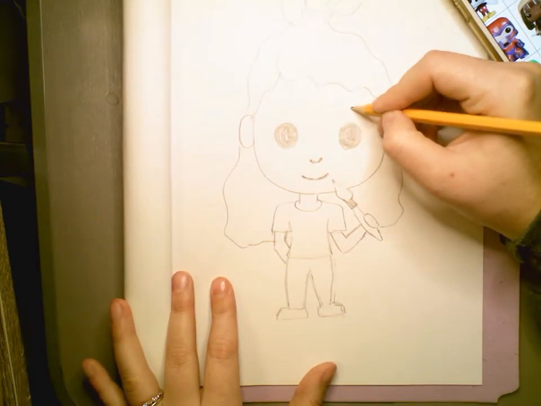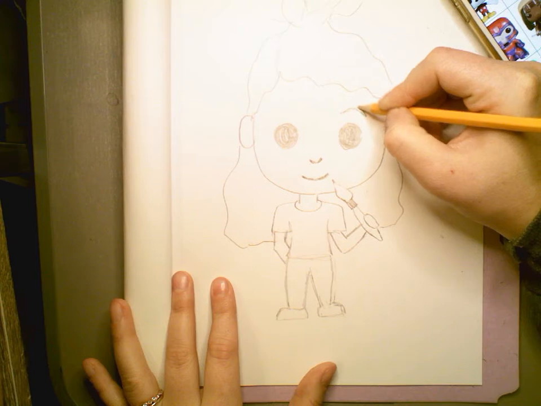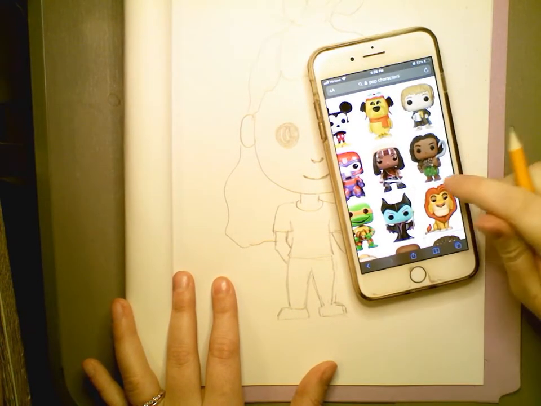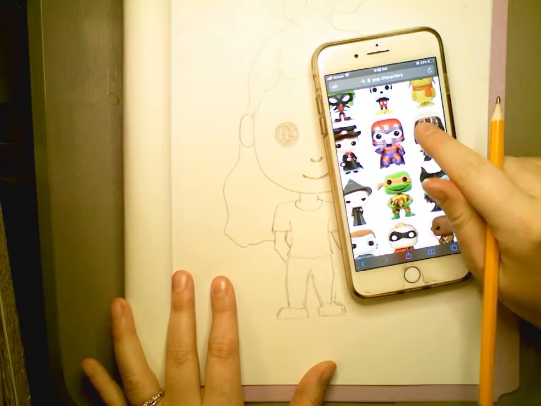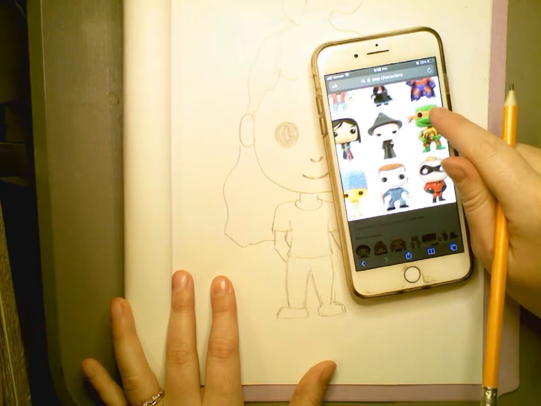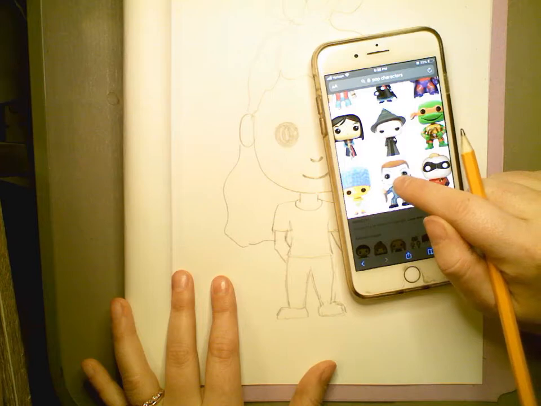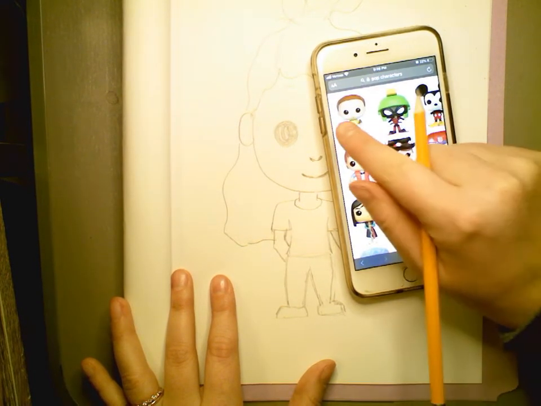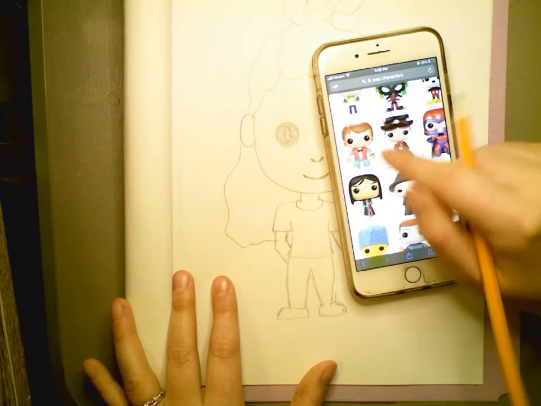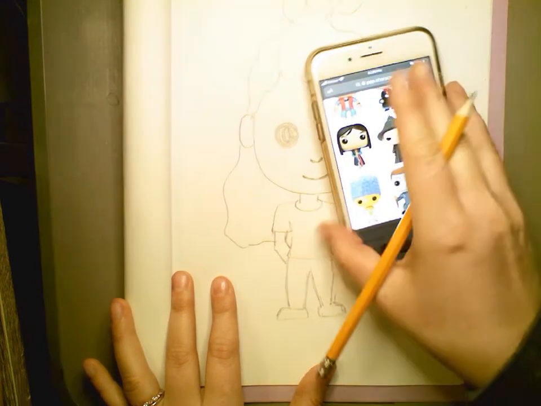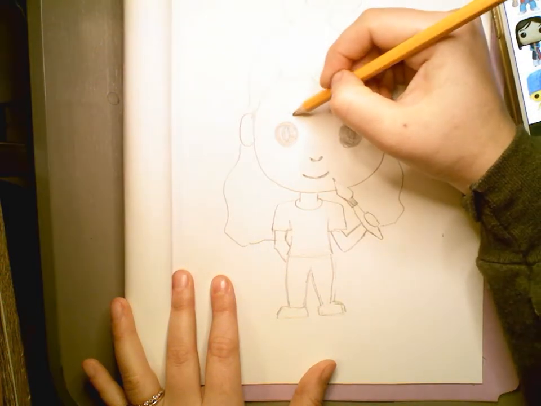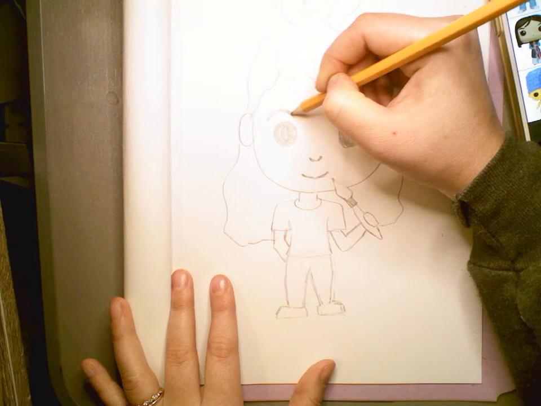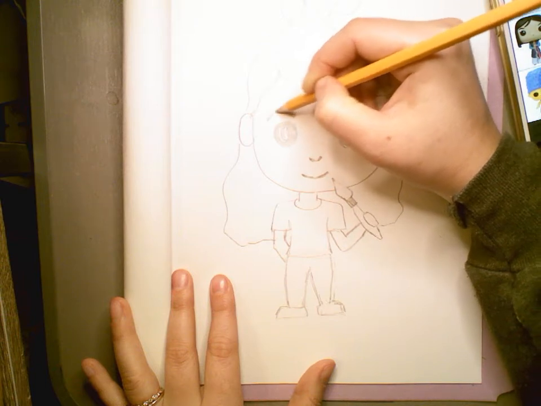You can also add some eyebrows. Most of the pop dolls here that I see have eyebrows. Eyebrows can be very expressive. If you have angry eyebrows that point down toward your nose, or nervous eyebrows, happy eyebrows. So you can add some eyebrows. Make sure your eyebrows are more of a shape rather than just a line.